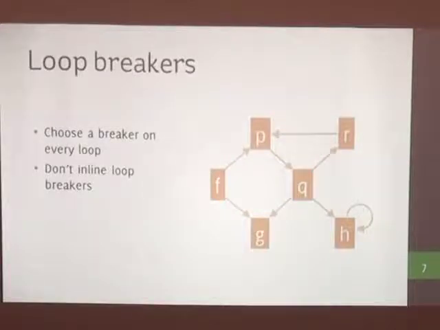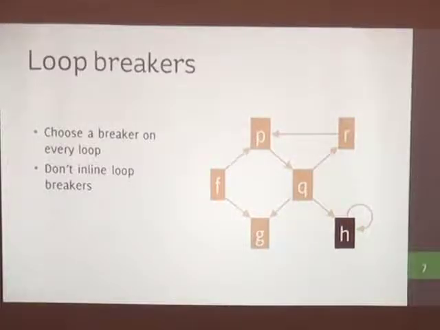Their idea being, for every loop in the call graph, pick a node and mark it as a loop breaker, and then tell the inliner to never inline a node marked as a loop breaker. So in this example, H obviously has to be a loop breaker because it has a self-loop. There's no way to break the loop apart from breaking on H itself.